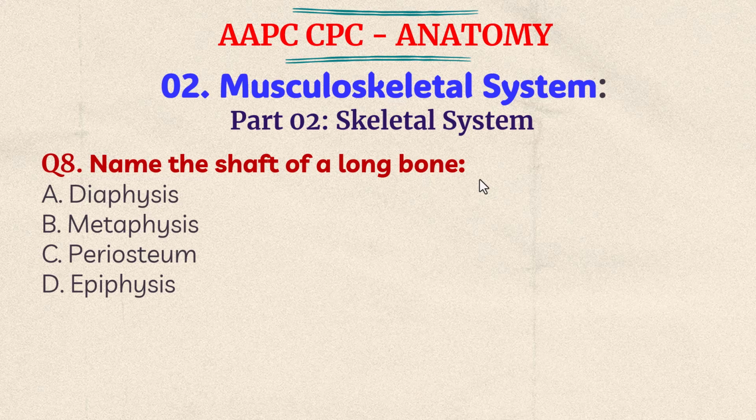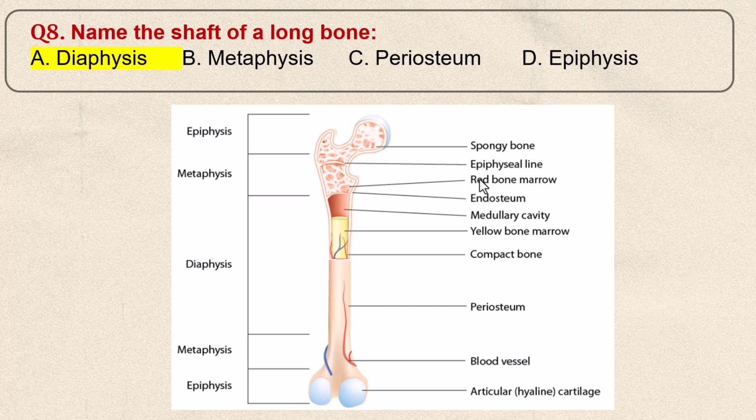Question number 8. Name the shaft of a long bone. A. Diaphysis, B. Metaphysis, C. Periosteum, D. Epiphysis. Pause the video and think the answer. If you don't know the answer, you can take your ICD-10-CM book, go to anatomical illustrations. There you can find the answer. The correct answer is A.